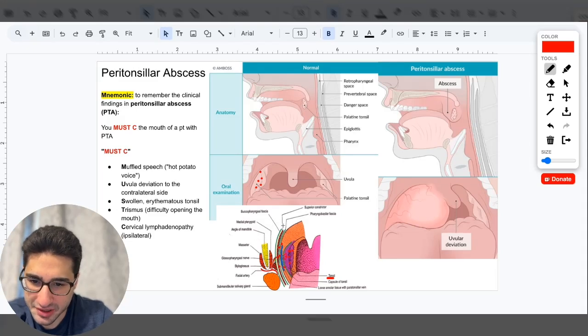So now we have white blood cells coming in to help fight off the infection, and they release inflammatory mediators, and as a result, we get some swelling as well as erythema. So that is how we see this clinical feature.